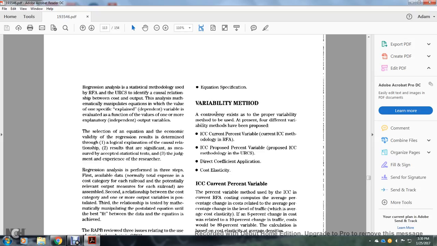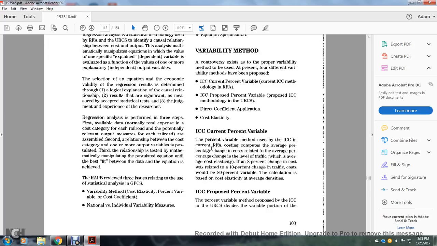Variability method. Controversy exists over the proper variability method to be used, with four different variability methods having been proposed. The Interstate Commerce Commission percent variable, the current Interstate Commerce Commission methodology in Rail Form A; the Interstate Commerce Commission proposed percent variable method for the Uniform Railway Costing System; direct coefficient application; and cost elasticity.